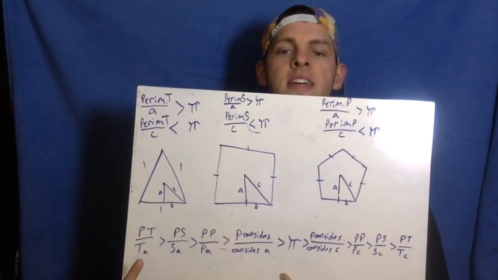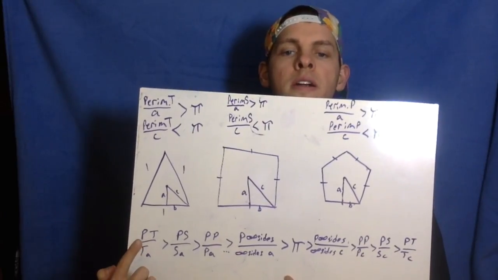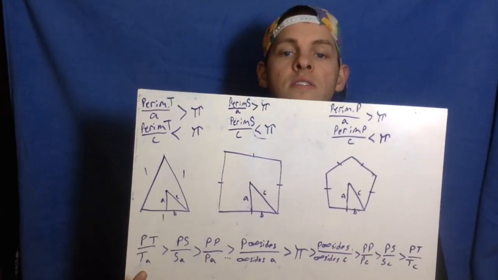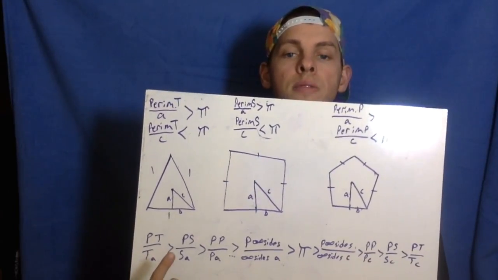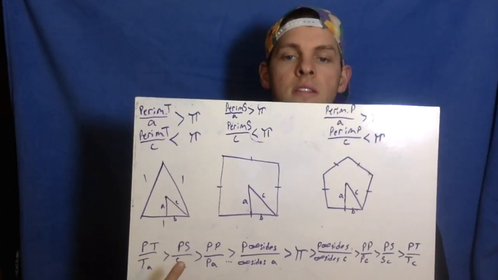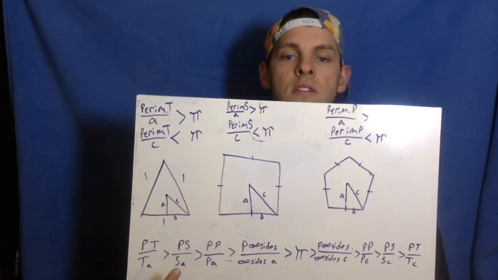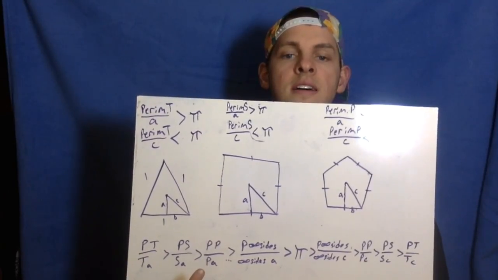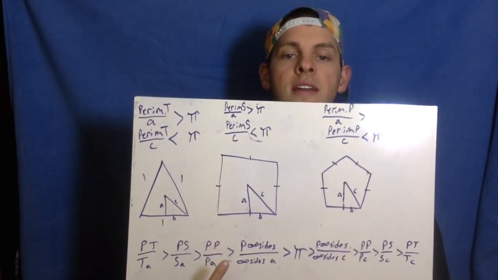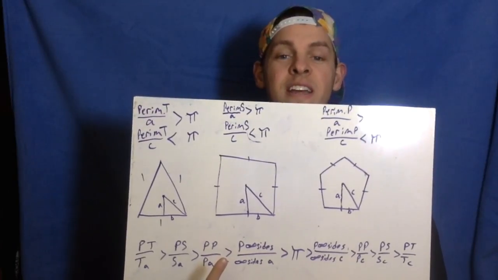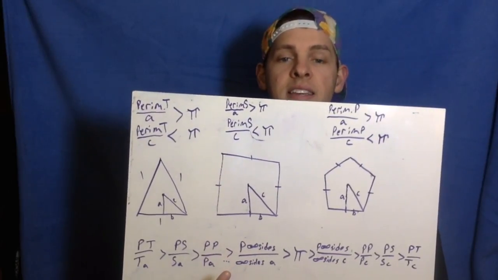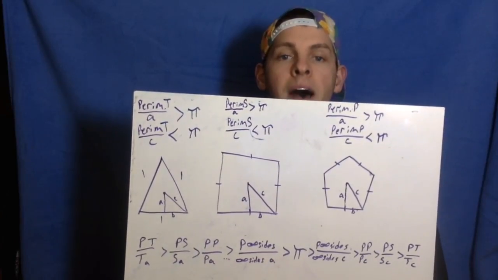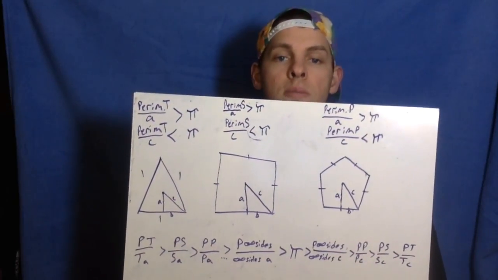As you can see down here, the perimeter of the triangle over the triangle's distance A is the greatest, and then the perimeter of the square over the square's length A, and then the perimeter of the pentagon over the pentagon's length A. Eventually, you get to the perimeter of infinite sides divided by the infinite-sided A. Those should eventually be pi, because infinite sides should be a circle.